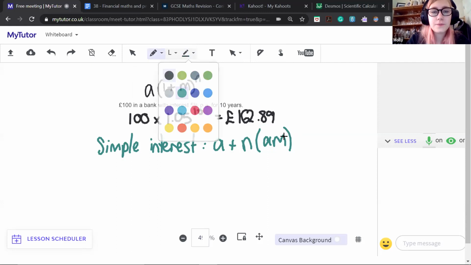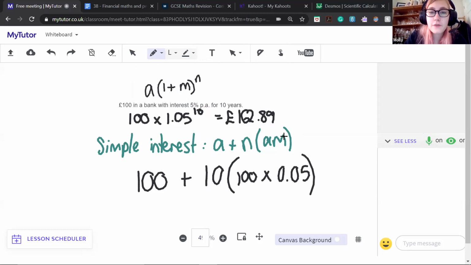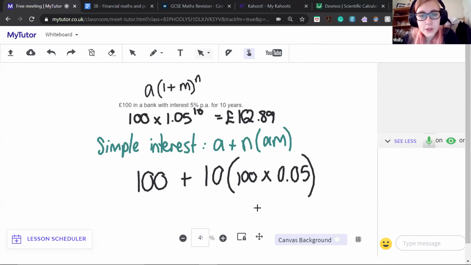So we're going to do 100, and then we add on the amount of interest that we earn. So that's for 10 years, lots of whatever 5% of 100 is. Now we can see that that's 5. But what I mean by AM is that what we've done is 100 times 0.05. This is how we easily find a percentage of a number. And I will be covering this properly later in the lesson. So all AM means is whatever the percentage is of the original number. Hopefully that makes sense.